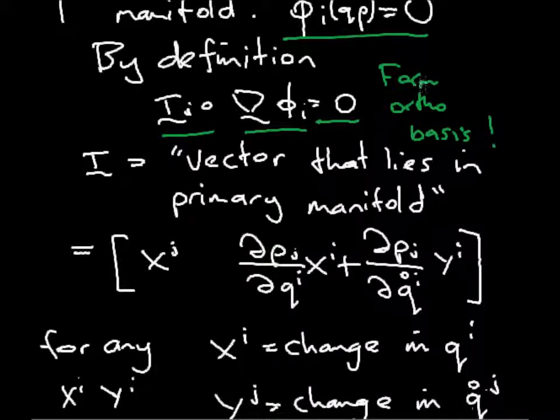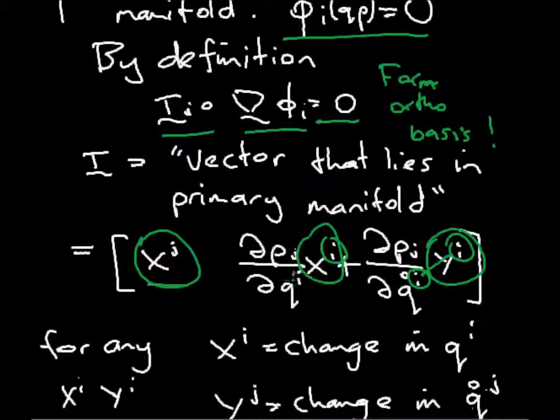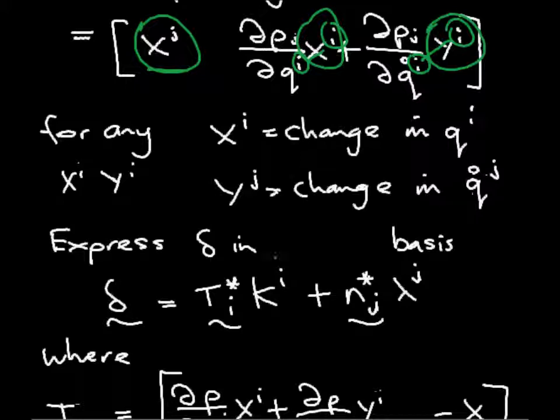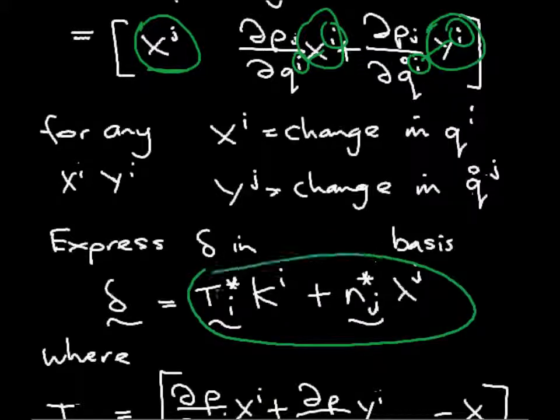To lie in the primary manifold implies that it represents some physical change in position, let's say x, and or changes in velocity, y. Let's represent the delta vector in a slightly different basis, where we swap the q and p components and put a minus sign there. That doesn't affect the property that we still have an orthonormal basis.